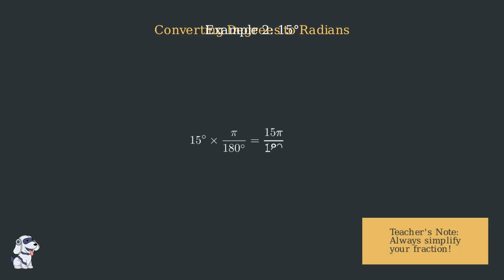Now for 15 degrees. 15 pi over 180 simplifies to pi over 12. Remember, always simplify your fraction at the end to keep things clean.